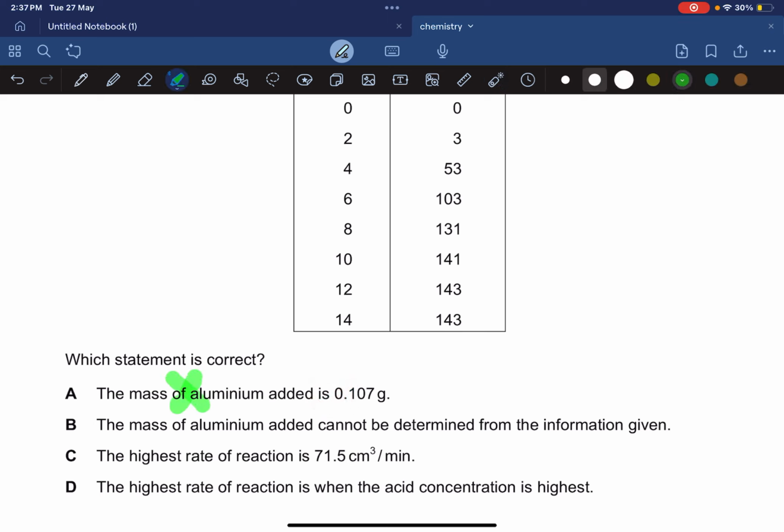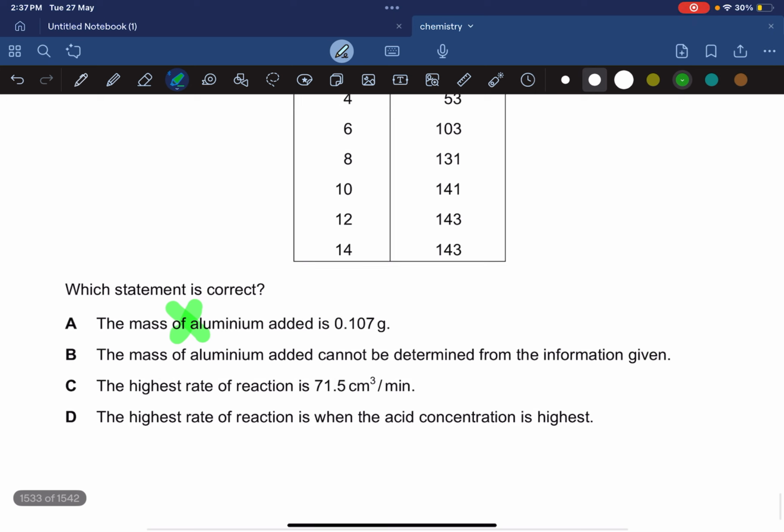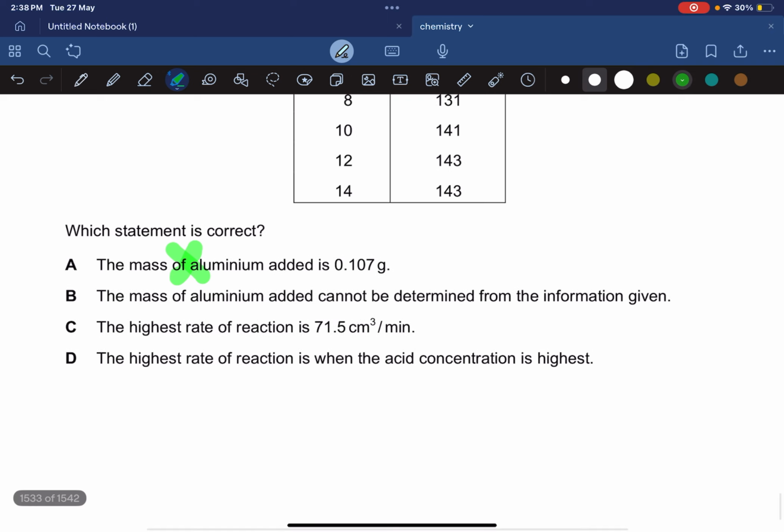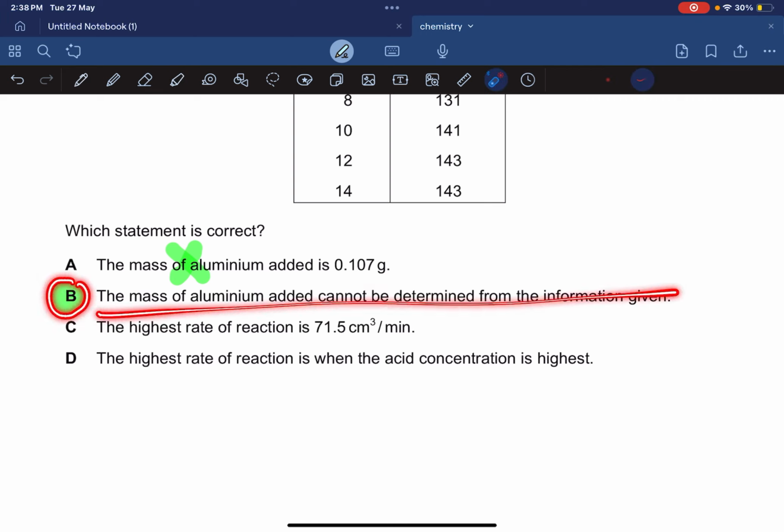We cannot figure it out until and unless we have some concrete information, how much it reacted or how much did not react, then we can figure it out. Option B, the mass of aluminum added cannot be determined from the information. That's correct. That's extremely correct. You cannot determine the mass of aluminum because it's in excess. The highest rate of the reaction is this.